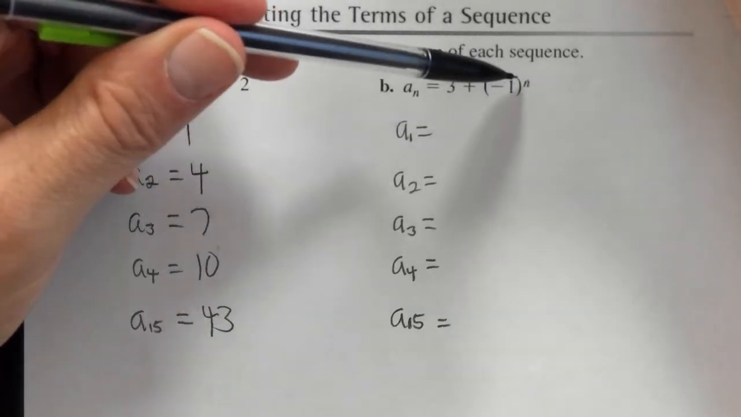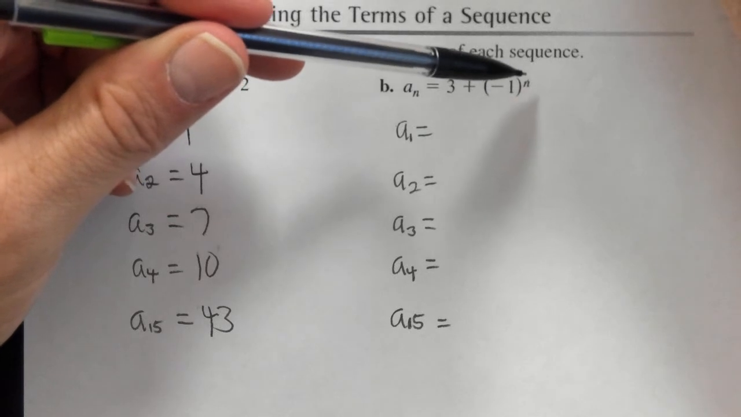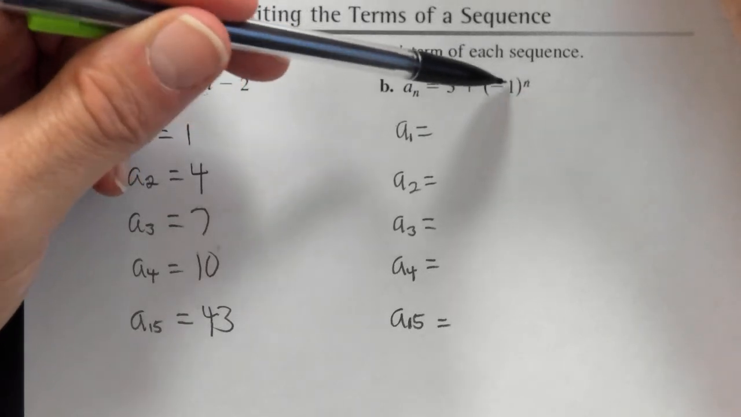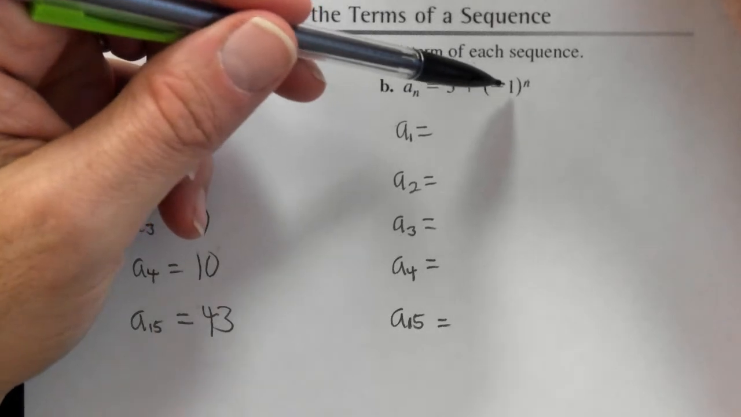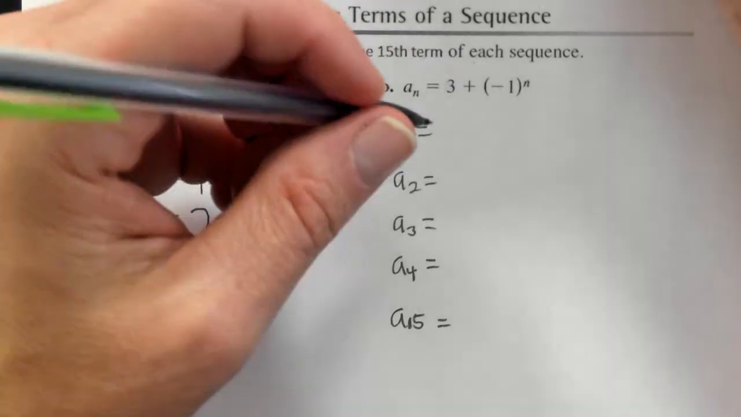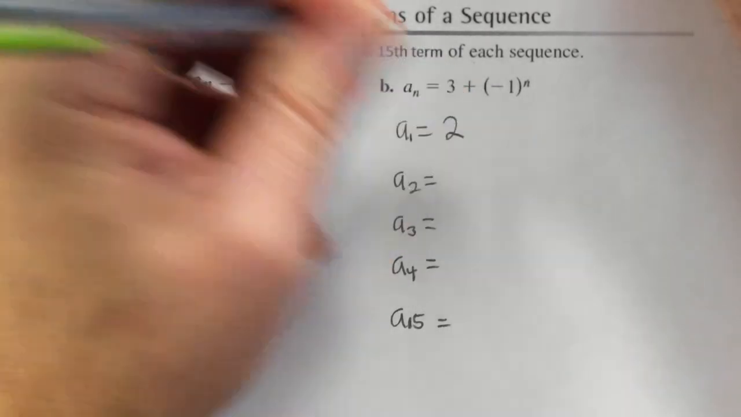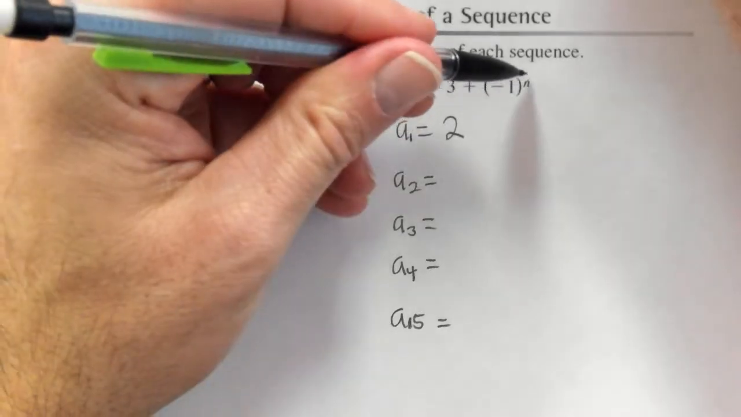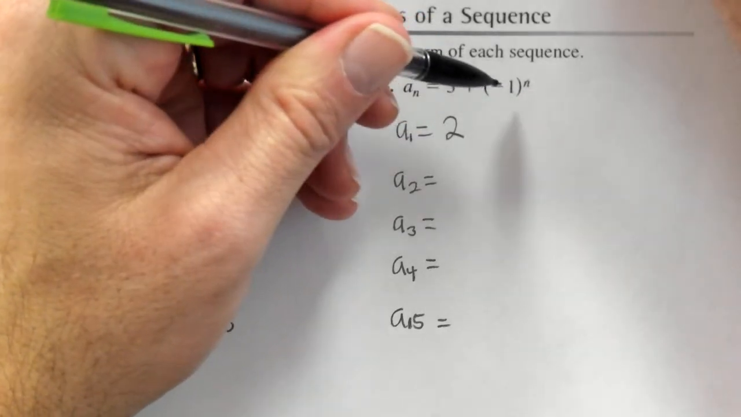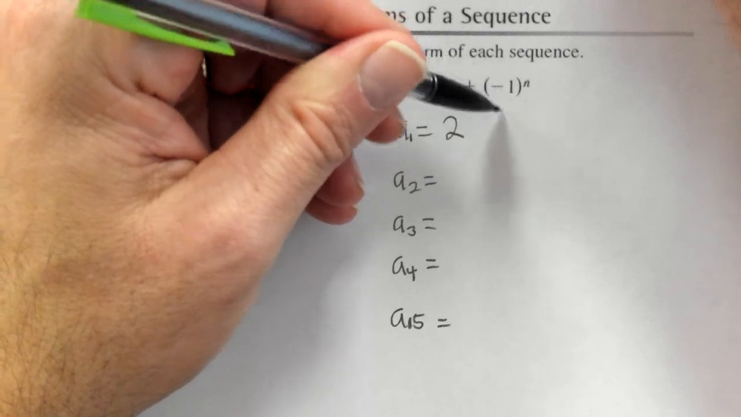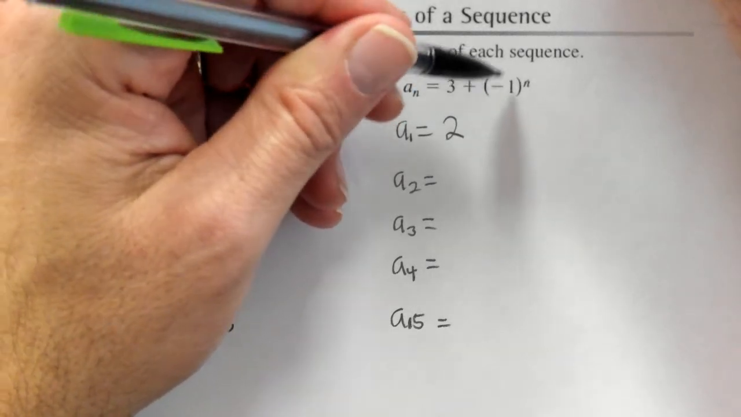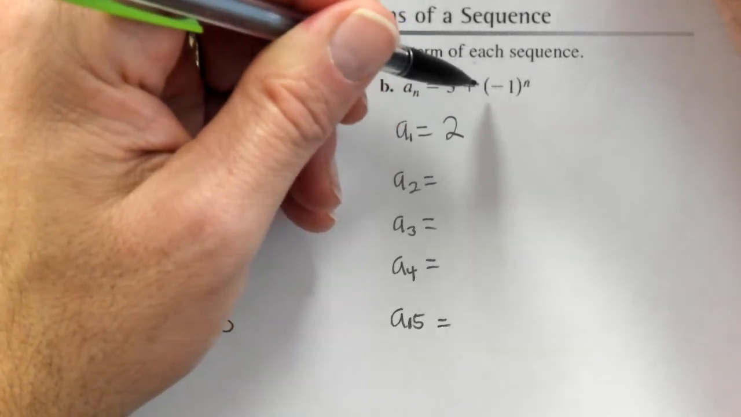So what's negative 1 to the first power? Okay, negative 1 to the first power is negative 1. And so 3 minus 1 will make 2. All right, now I'm going to raise this up to the second power. Well, what's negative 1 times negative 1? I'd say that's positive 1, right? And then positive 1 plus 3 is 4.